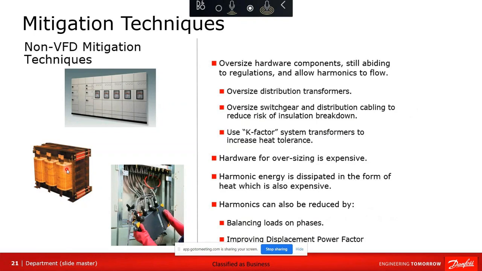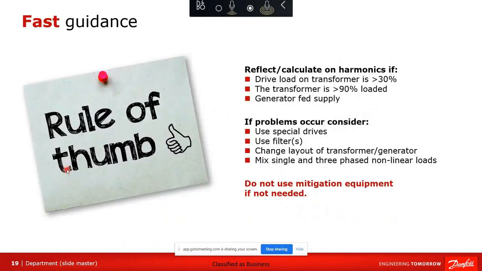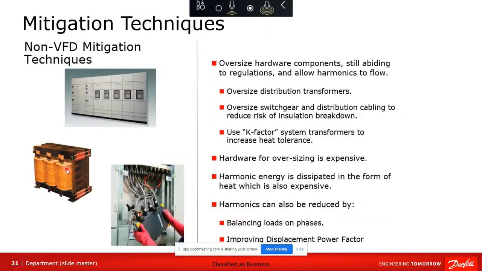Okay, so let's talk about mitigation techniques. As we went back here, we said, if you have less than a 30% drive load, you might not need anything. But as you start to look at your system and see what you can do, there are several different options. One I like to call a non-VFD mitigation technique. Then I have a passive technique, and then I have some active techniques. The non-drive mitigation techniques would be oversizing your transformers, put bigger stuff in.